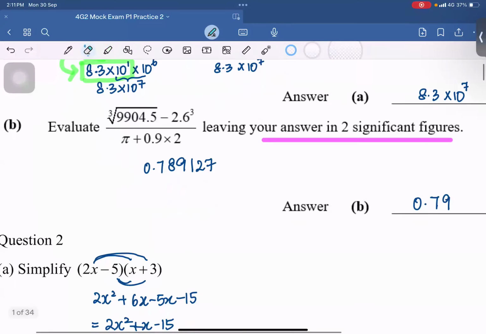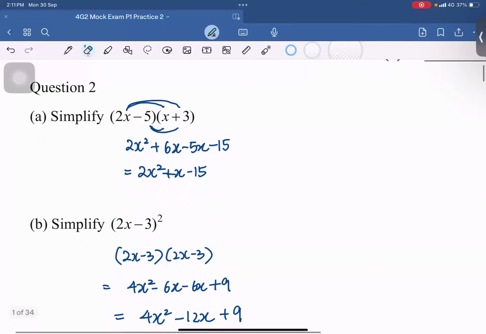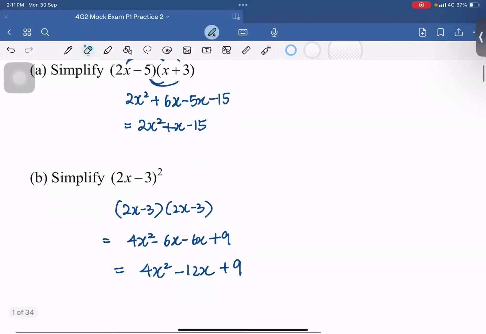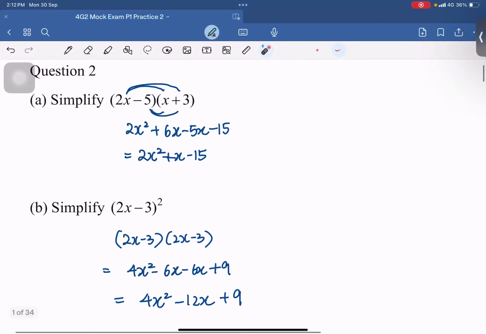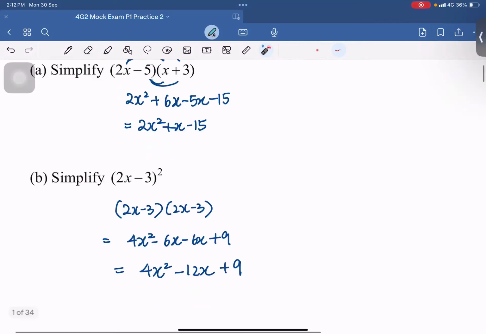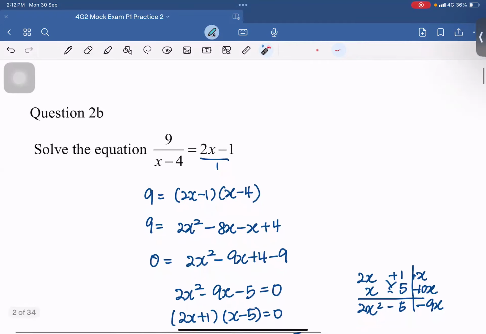Next, question number 2. This is very straightforward. Expand, simplify. Then simplify this part. Power 2 means to repeat the pattern, right? And then you expand. Don't go back and factorize it again. Leave it as the answer. So when they say simplify, these are some of the simpler terms, the basics that you must know.